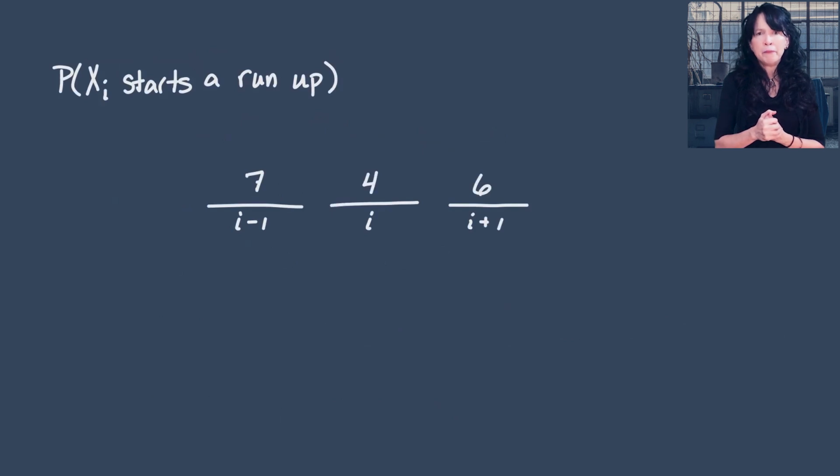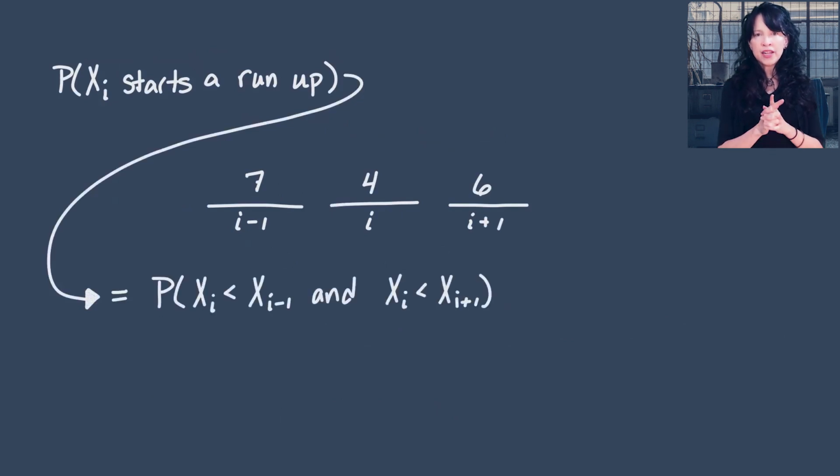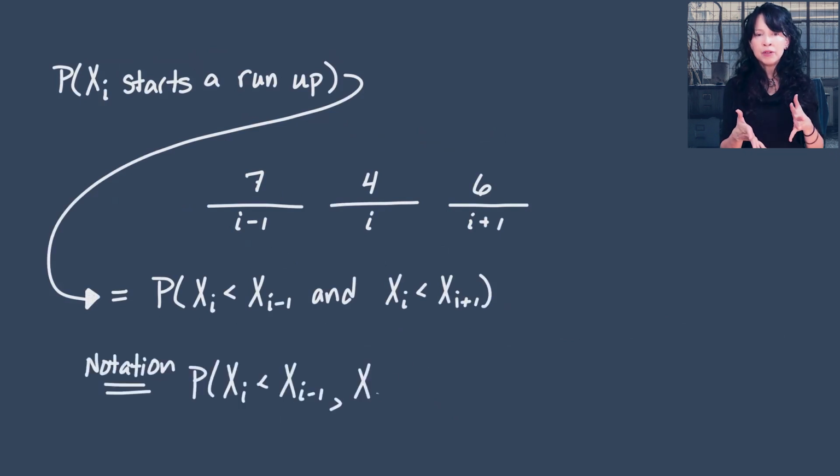illustrate up and down. Okay, so what you can see here is the probability that X_i starts a run up means that X sub i has to be smaller than X sub i minus 1, and X sub i has to be smaller than X sub i plus 1. And in probability, if you're not talking about events and sets, where it would be an intersection, for random variables "and" becomes a comma. This is just notation for the line above. So how do we compute this?